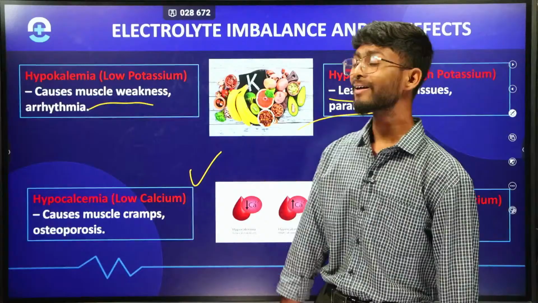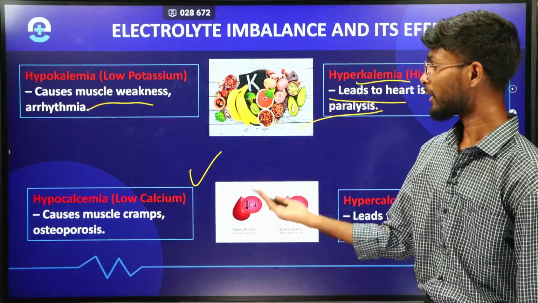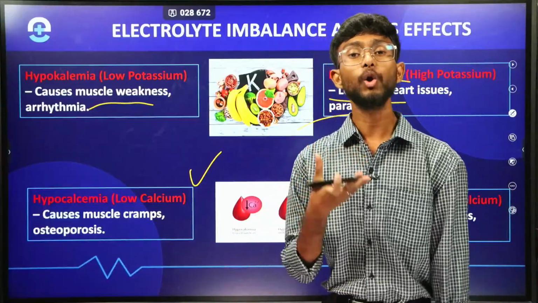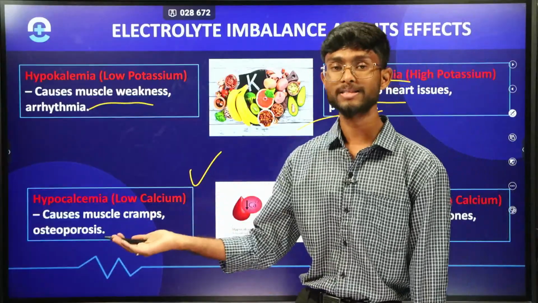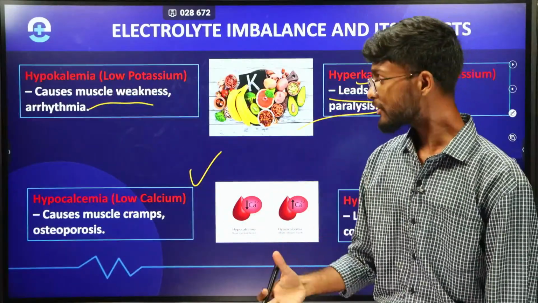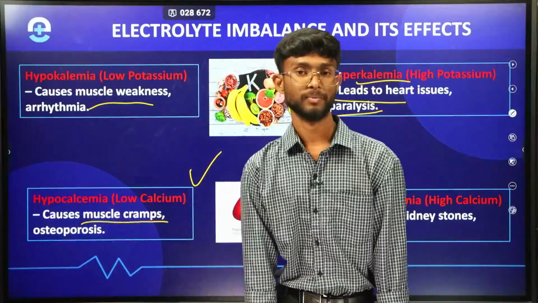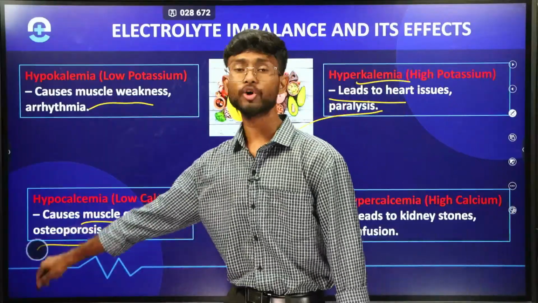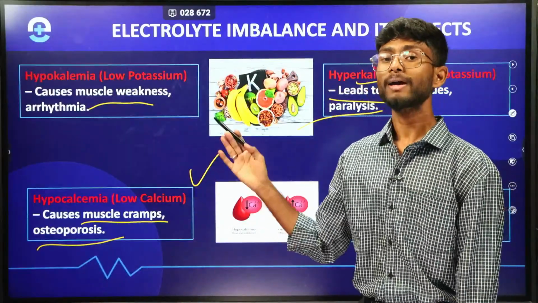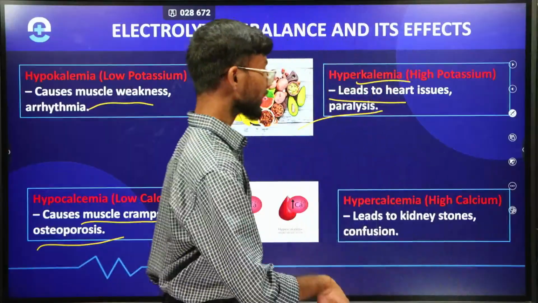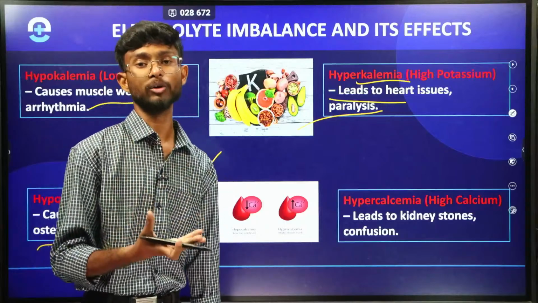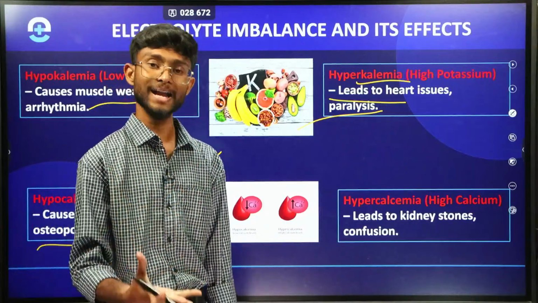Next, hypercalcemia. Okay, what do you mean by hypercalcemia? Sorry, hypocalcemia. Hypocalcemia means a low level of calcium, which leads to muscle cramps and osteoporosis. Okay, this is the condition of hypocalcemia.